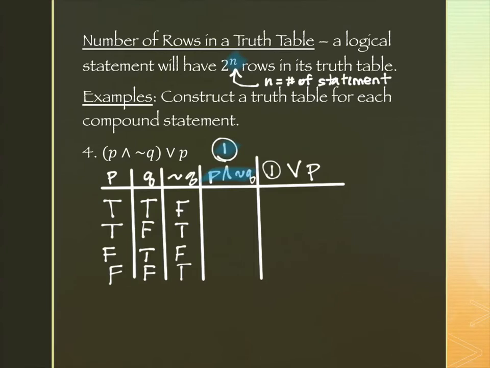Then I need to combine P and tilde Q. So I'm highlighting them all in blue. So only columns I consider, and I'm going to work across the row.